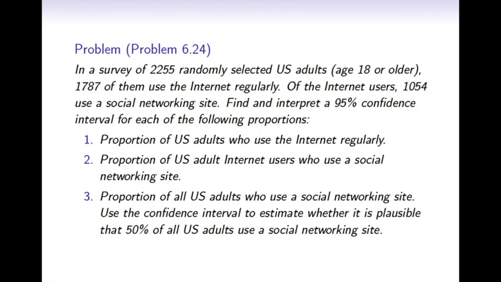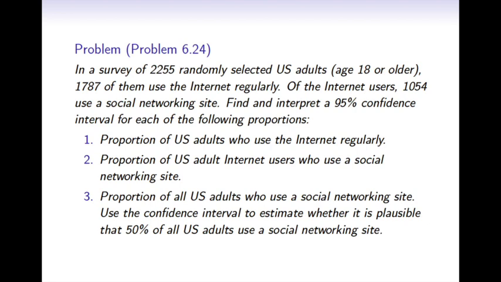Find and interpret a 95% confidence interval for each of the following proportions. First, the proportion of U.S. adults who use the internet regularly. Second, the proportion of U.S. adult internet users who use a social networking site. And finally, the proportion of all U.S. adults who use a social networking site.